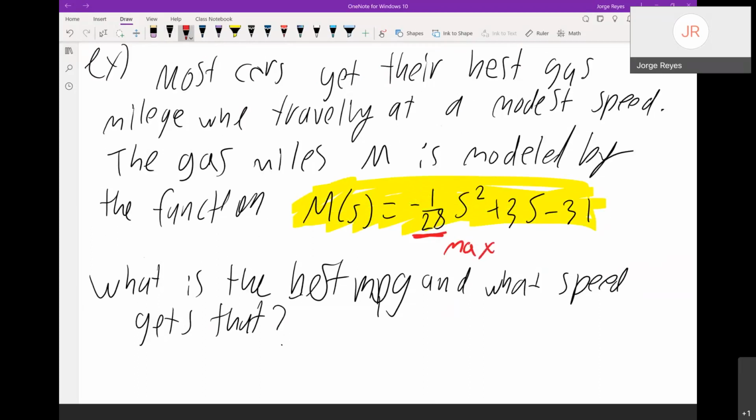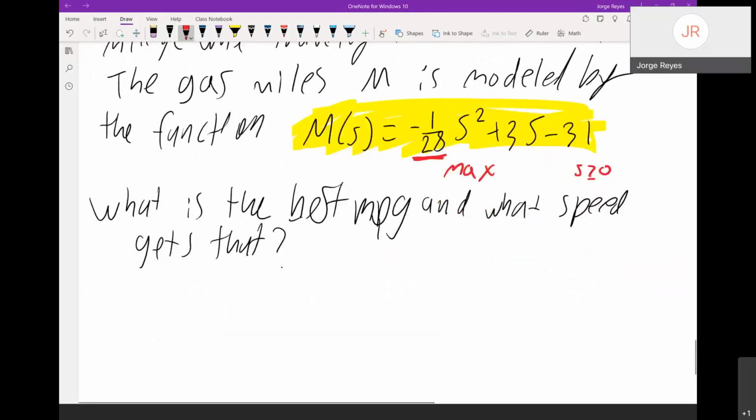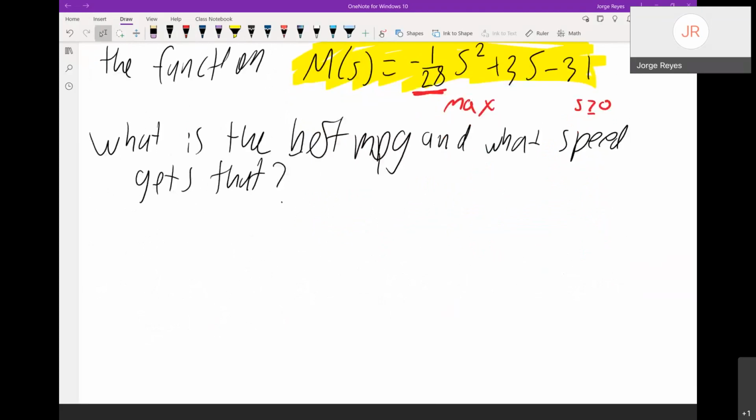Something that's important though is that this is speed, s. So we really are going to think of speed being greater than or equal to 0, because we're not considering negative speed. This is the one word problem part that's interesting, that speed is positive. But besides that, we're just going to slap it in the formula.